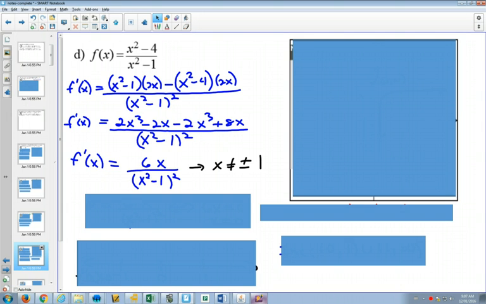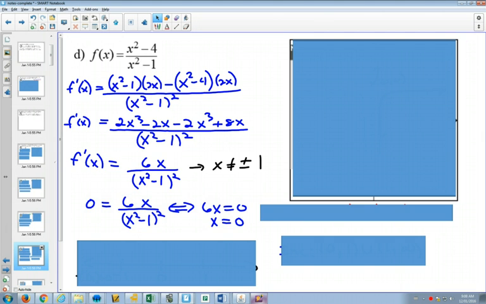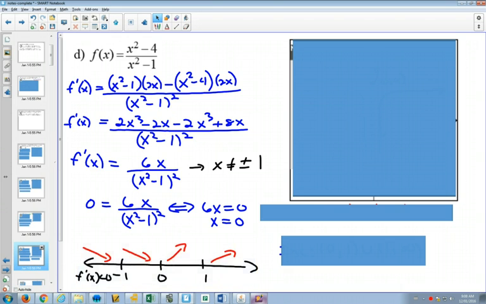Now, whenever you have a fraction and you're trying to figure out when that fraction is equal to 0, a fraction is only equal to 0 when its numerator is equal to 0. So we just have to worry about where 6x, which is the numerator, is equal to 0. And that happens when x is 0. So when we go to our number line, we're going to put 0. We're going to put our non-permissible values of negative 1 and 1 on there. And then we're going to check where things are increasing and where things are decreasing.